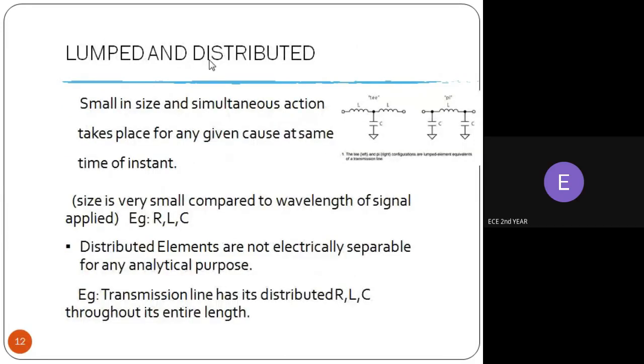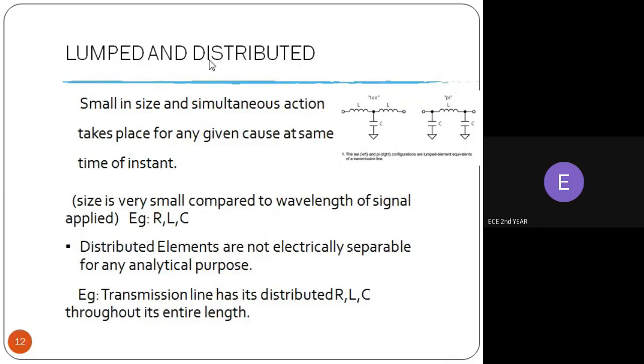Lumped and distributed. In lumped elements, the size is very small, so simultaneous action takes place for any given cause at the same instant. The size is very small compared to the wavelength of the signal applied at the input side. Examples for this are resistance, inductance and capacitance, the RLC elements.